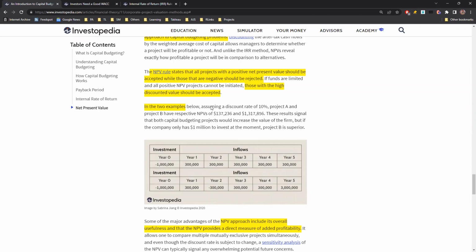Now look at this particular example which they have given here. Assuming a discount rate of 10%, that means assuming the cost to raise capital for the company is about 10%, Project A and Project B have these cash flows, and the net present value for Project A is about $137,000.